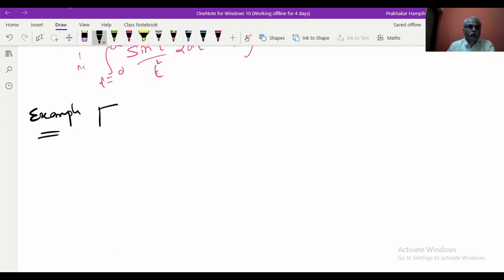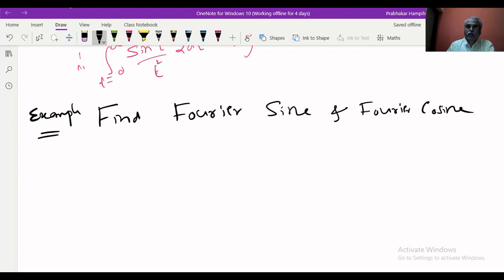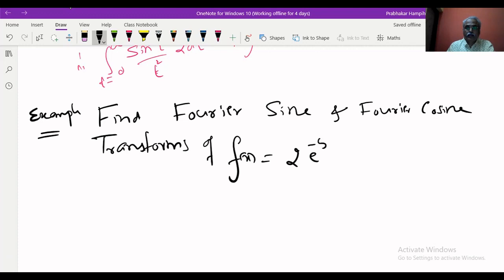Find Fourier sine and Fourier cosine transforms of f of x equal to 2 times e raised to minus 5x plus 5 times e raised to minus 2x. This example is simple but many times asked.